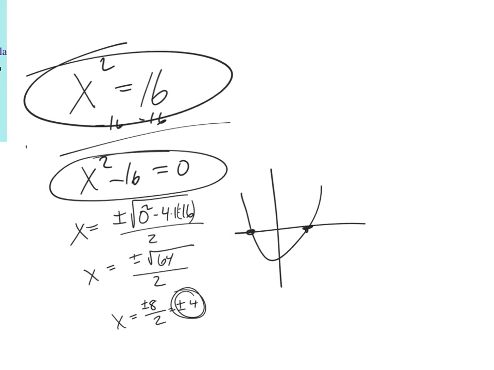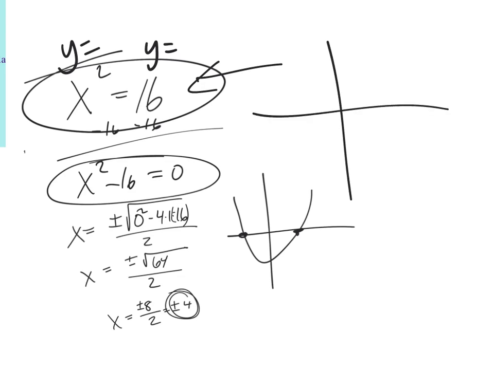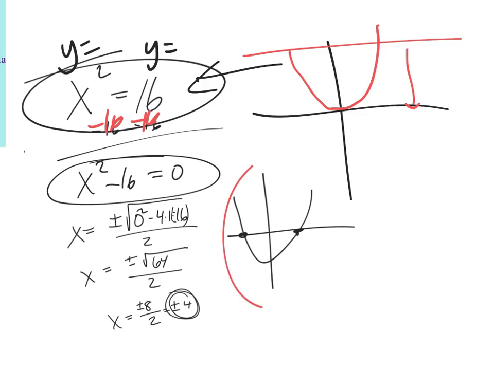And some of you might be like, but wait a minute. This is the original. Well, then graph y equals x squared and y equals 16. And let me show you something. Y equals x squared is a line that runs like this. And then y equals 16 is a line that runs like this. What do you get if I move this whole thing down 16? That's what you're doing when you subtract 16 from both sides. If you move everything down 16, do you get it to look like that?